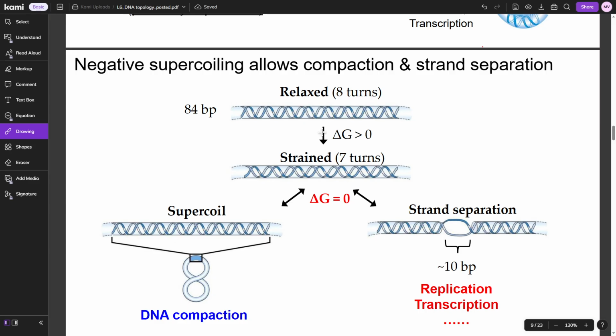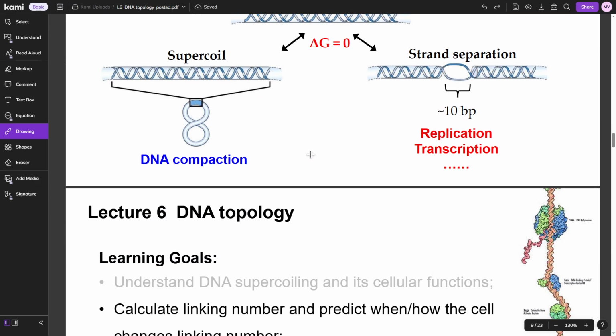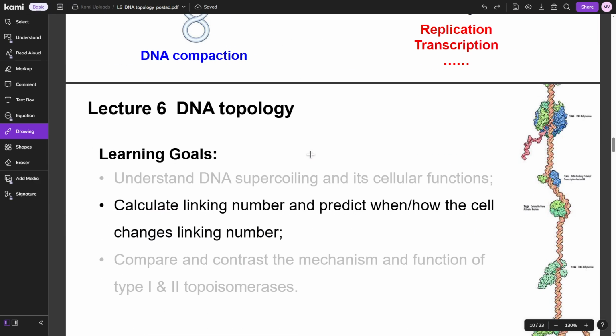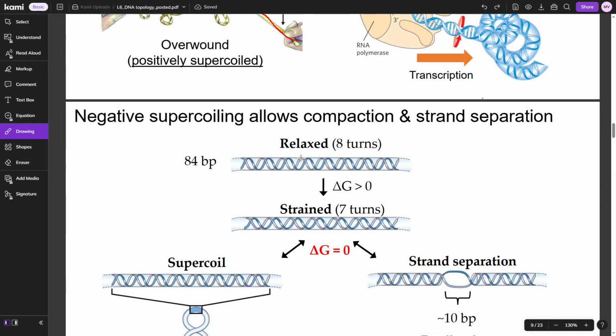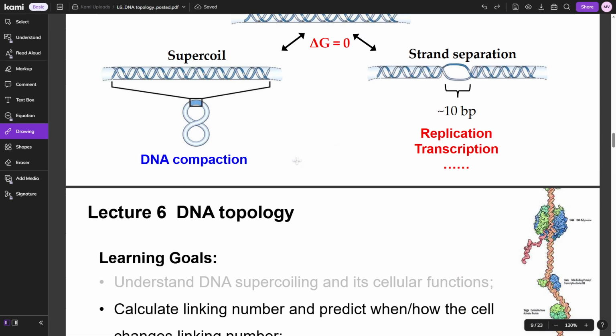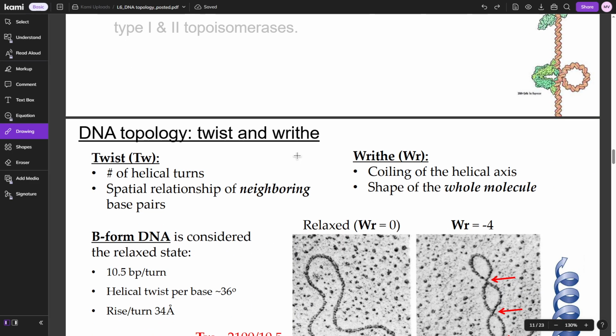It's compaction and strand separation. I already talked about this a little bit, right? Basically, when you negatively supercoil, you loosen your DNA a little bit, and so it allows you to pull them apart. So I won't go further than that. I feel like if I do that more, it's just going to become really confusing, and I don't want to confuse you guys.